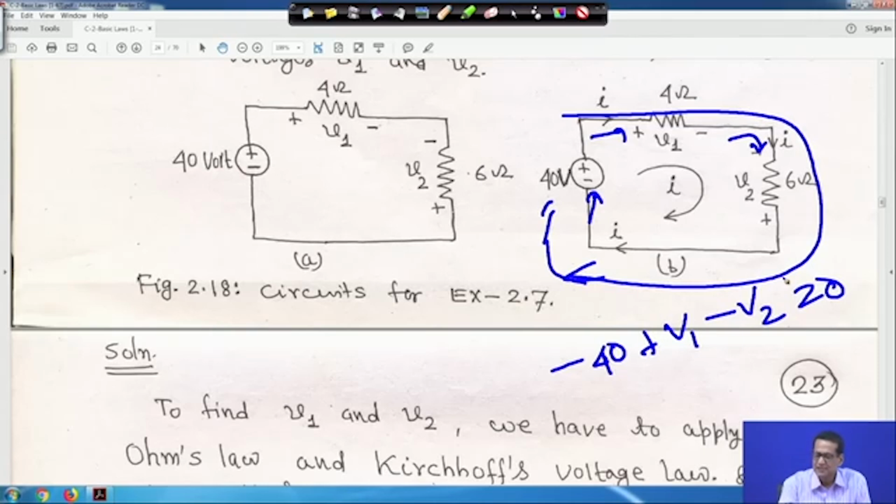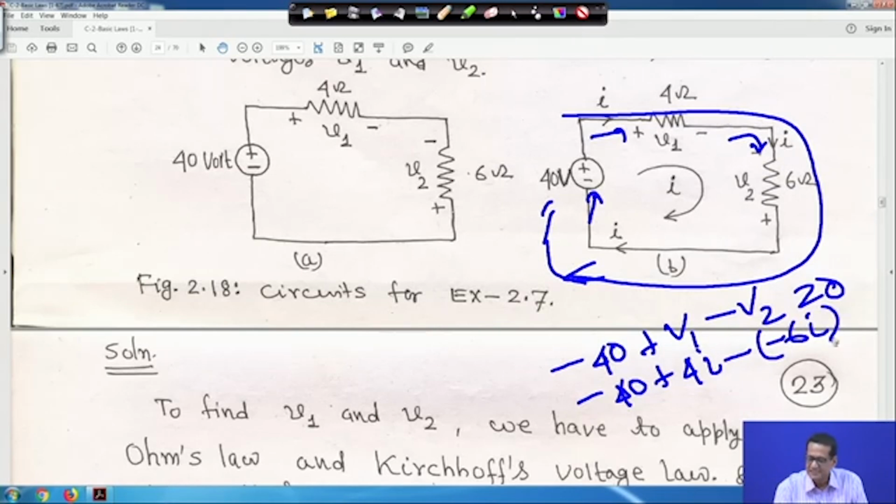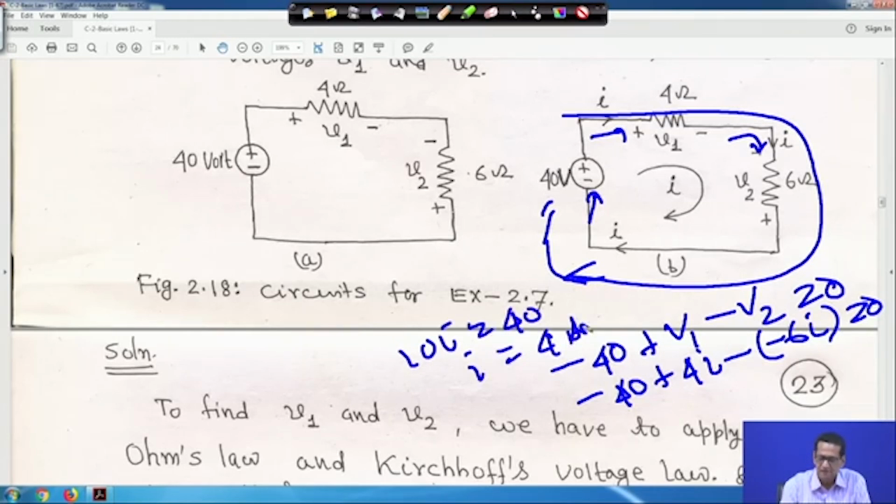Now, V1 is equal to 4I, as we have seen earlier. And V2 is equal to minus 6I, because the current enters the minus terminal. So, minus 40 plus 4I plus 6I is equal to 0. That means 10I is equal to 40, so I is equal to 4 ampere. Let me clean it. I did this later, but for your understanding I showed it here.